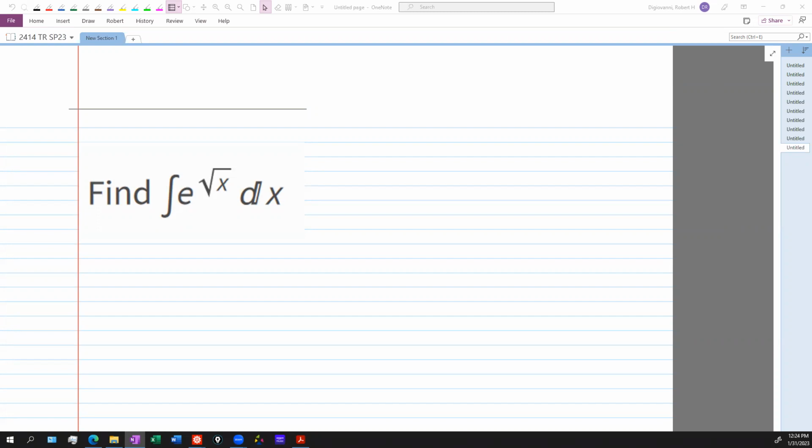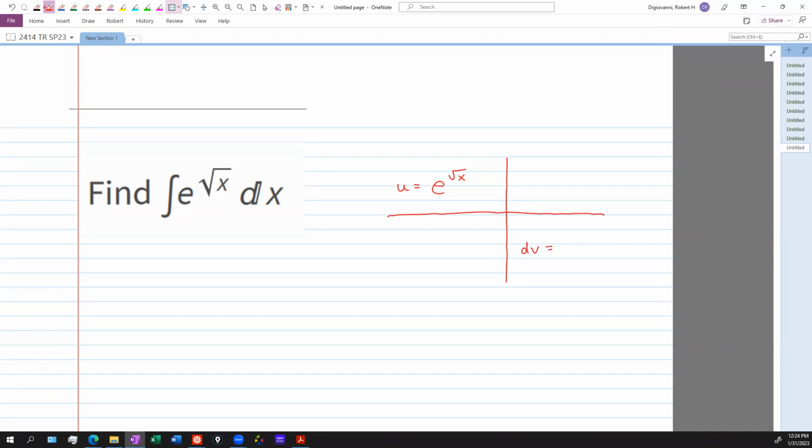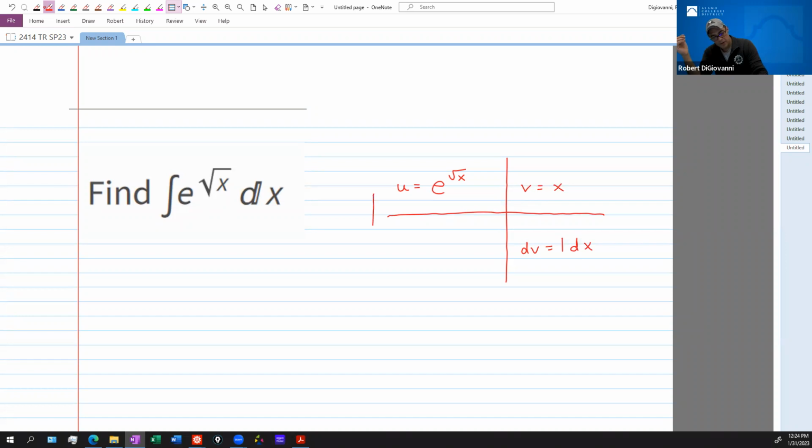I've tried setting u as e to the square root of x and dv as 1 dx. Okay, so you tried integration by parts. You let u be e to the square root of x because you really don't have much of a choice. That's kind of the only thing you can do. dv would then have to be 1 dx. That's the only option you have. So v is the antiderivative, x. And then here we're going to have chain rule. The derivative of e to anything is itself times the derivative of what's up there, which is 1 over 2 square roots of x, the derivative of the square root of x, dx.